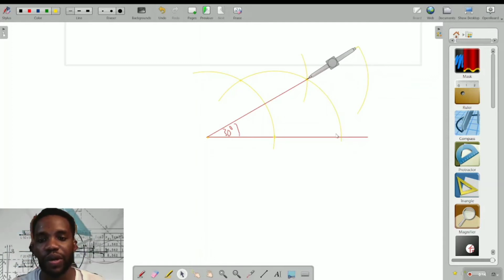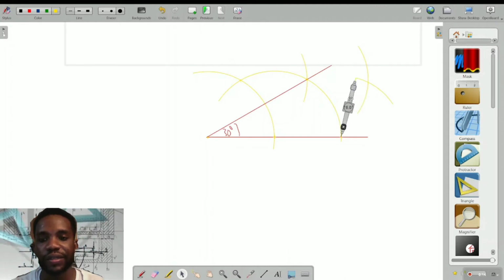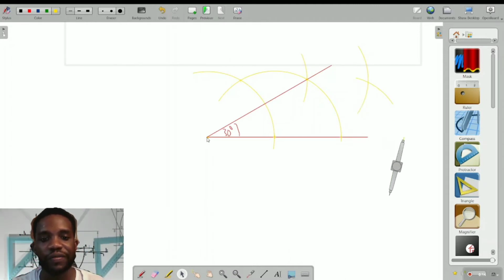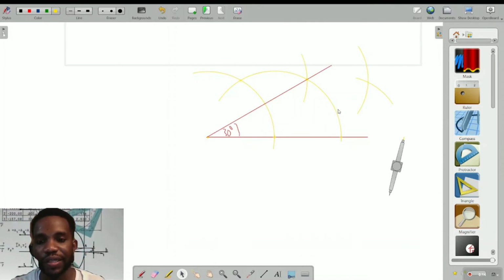Down here where we have this arc cutting this line, I would put the compass point down there as well, right on that mark, and I would swing an arc that cuts that line. Good. Now when I draw a straight line from the point here right through this, that would be 15, and I can keep going bisecting and bisecting and bisecting just to get the conceptual idea behind it.